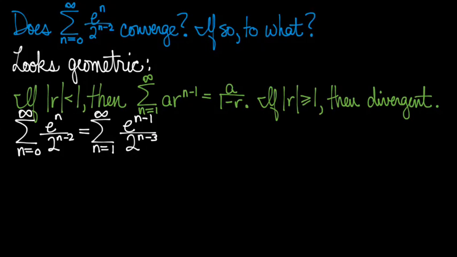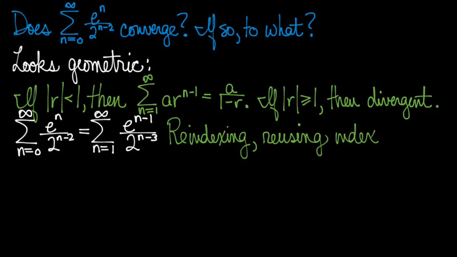Similarly, down here, the series starts with 2 to the negative 2 power when n equals 0. So now that I've re-indexed, I still want the series to start with 2 to the negative 2 power, so I write n minus 3 instead. In other words, I re-indexed. I reused the letter n as my index, but that's no big deal. This series has not changed at all.